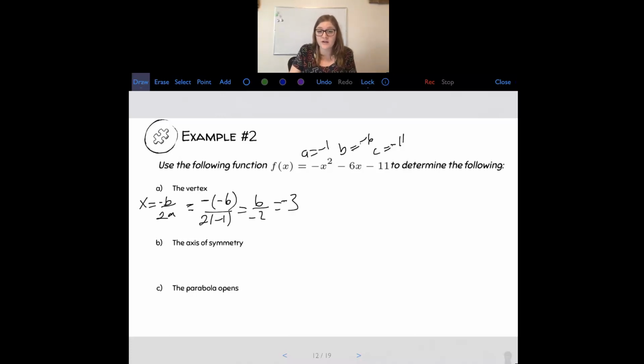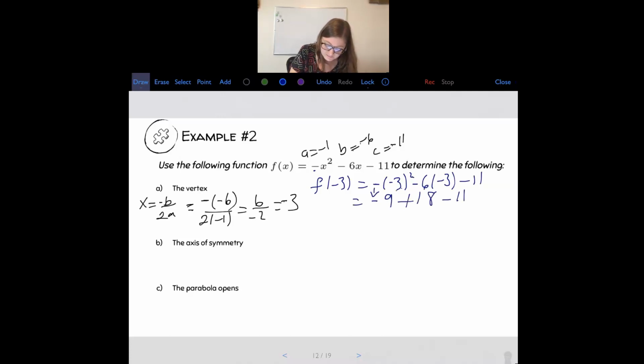Now to find the corresponding y-coordinate, I need to use that as the input. I need to find f of negative 3. Okay? So f of negative 3 is equal to, so there's a negative in front. And then I put negative 3 in for x, minus 6 times negative 3 minus 11. Okay, so there's a negative in front. Negative 3 squared is 9. This becomes plus 18 minus 11. Okay, and then we keep going. So we have negative 9 plus 7, which is negative 2. So my vertex has the coordinate negative 3 comma negative 2.